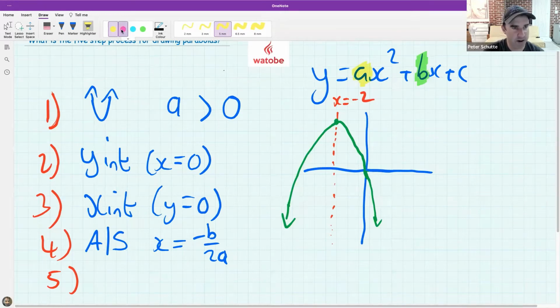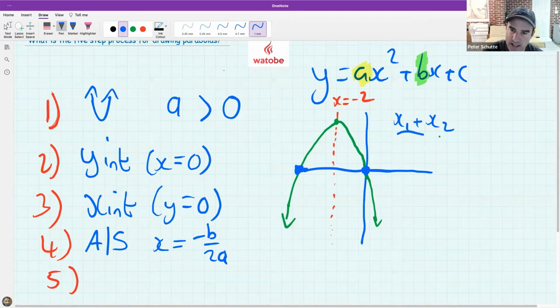Something else to point out, everyone, is the axis of symmetry is halfway between the 2 x-intercepts. This makes sense when you think about it. It's normally quicker to use the formula minus b over 2a. But you also could say, if I've got the 2 x-intercepts, if I just add x-intercept 1 and x-intercept 2 together and divide by 2, that would also give me my axis of symmetry. But most students like just using the formula.